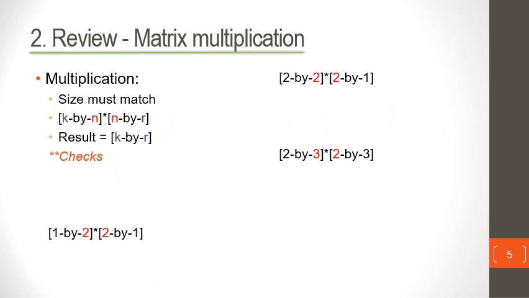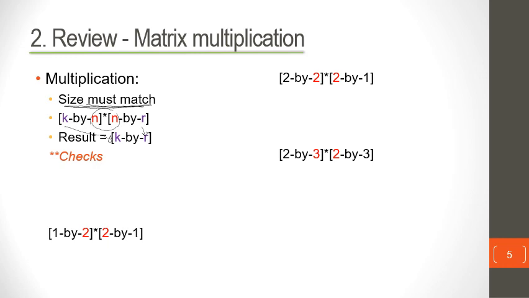Another important aspect of matrix manipulation is multiplication. With multiplication, the sizes must match. They don't have to be equal, they have to match. What does that mean? This means the sizes of the matrices must have a matching pattern. For example, a matrix of size k by n can be multiplied with a matrix of size n by r, because the two n's correspond, they are equal, and the result will have a size k by r.